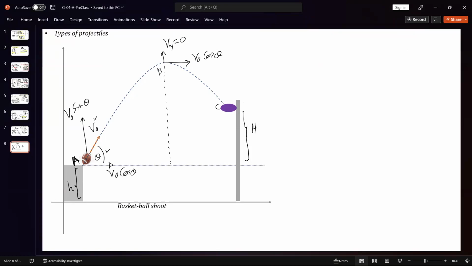Now you can clearly see this is not a symmetric projectile because this part, B to C motion, is completely different. As a result, if I want to find the total time of the projectile, I can't say A to B time is equal to B to C. That's totally different. So I can find the time for A to B, but that is not the same as B to C. However, if I want to find the time, there's another way to do this.